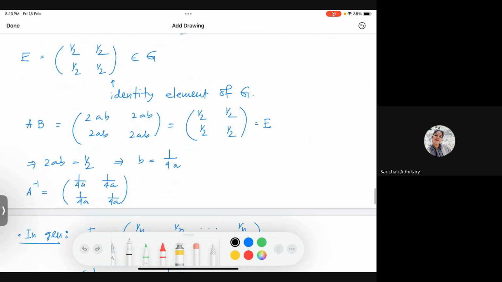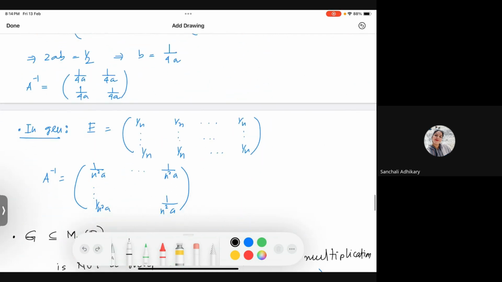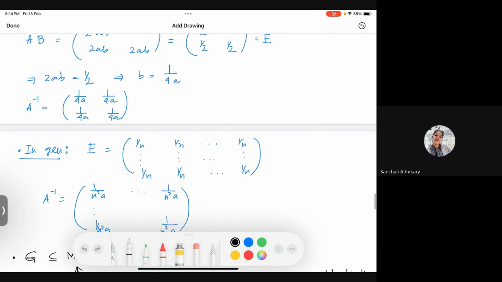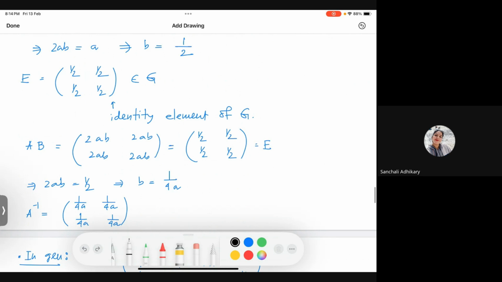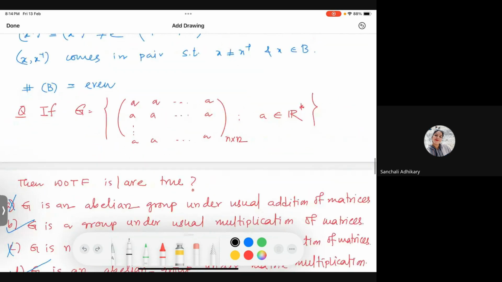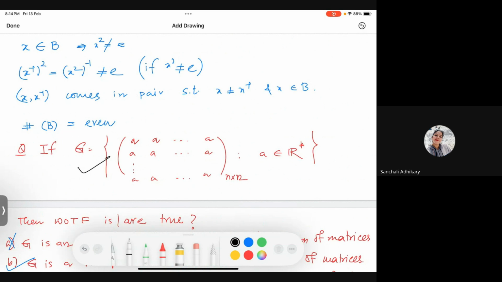So I did it for 2 by 2. In general, for an n by n order matrix, E has all entries 1 by n, and the inverse of A has all entries 1 by n square A. So this G is a group with respect to usual matrix multiplication.